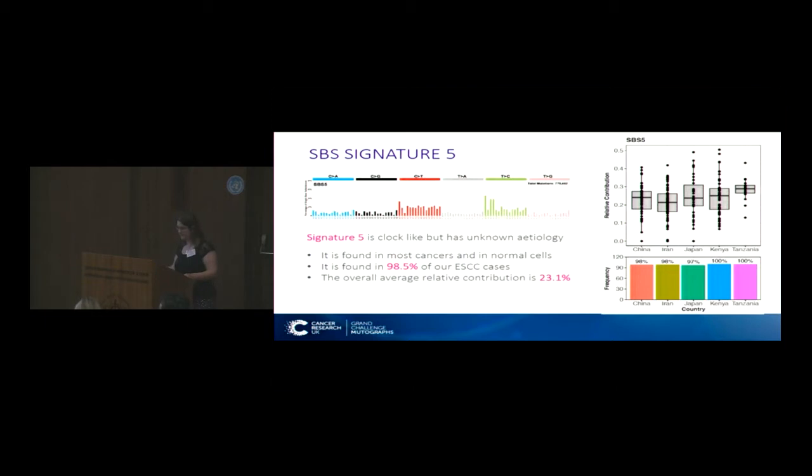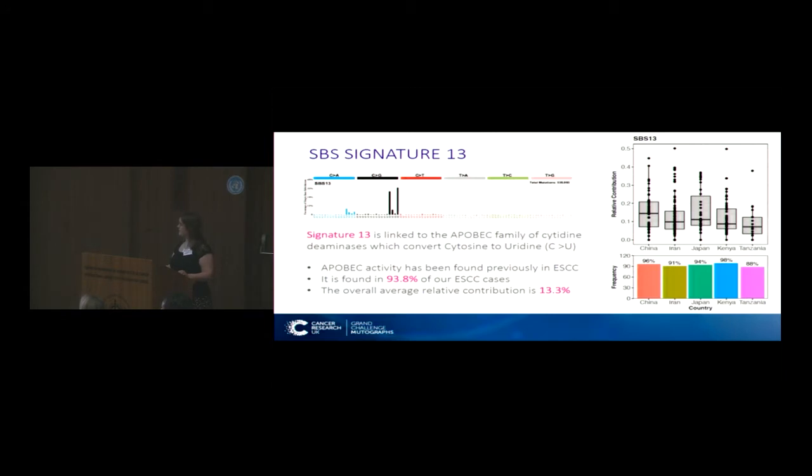Signature 5 is clock-like, which means it's associated with aging. It doesn't have a defined etiology currently. Again, it's found in most cancers and in normal cells. We find it in the vast majority of our cases. The overall average relative contribution is about 23% currently, but this is one of the signatures for which the attribution is probably going to change as the algorithm develops. But we're not seeing really much difference again between our high-risk regions here.